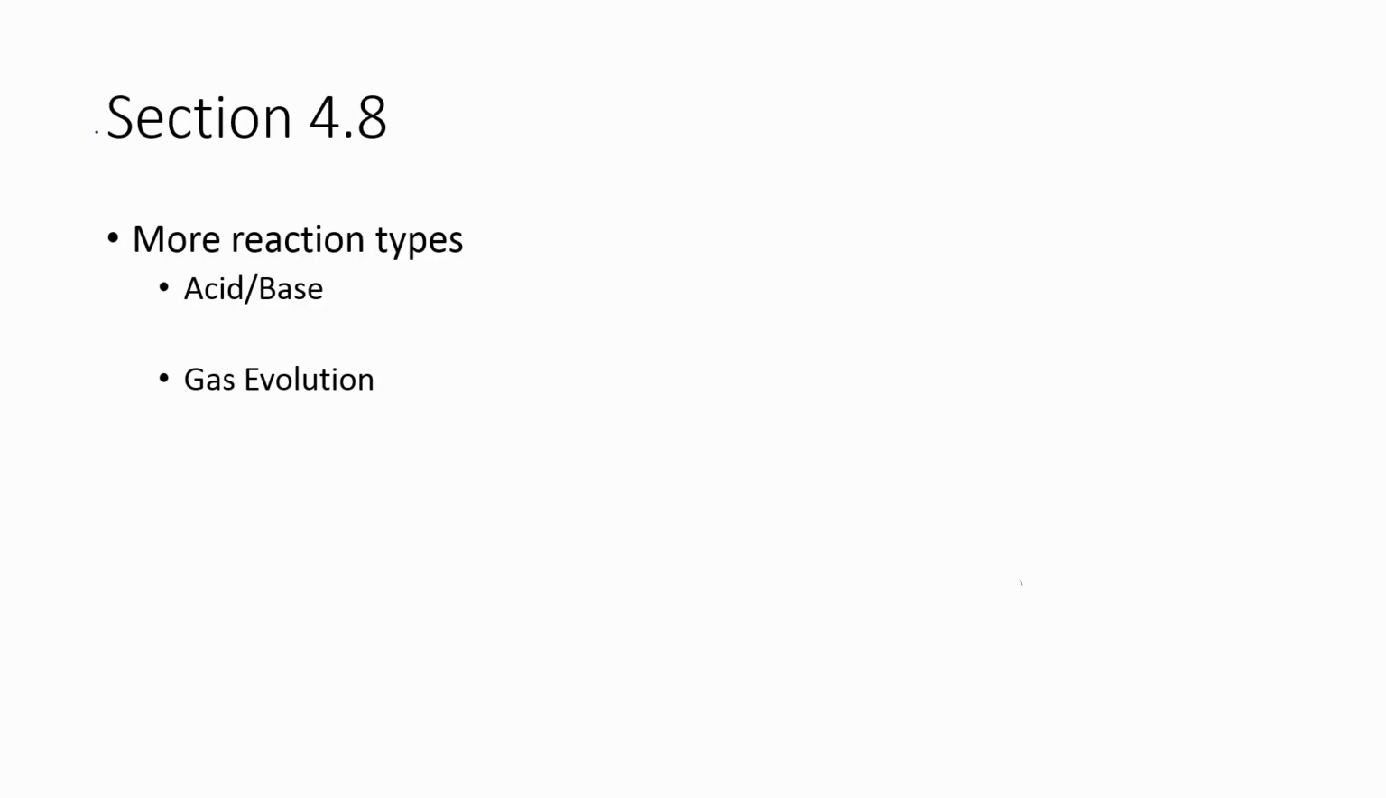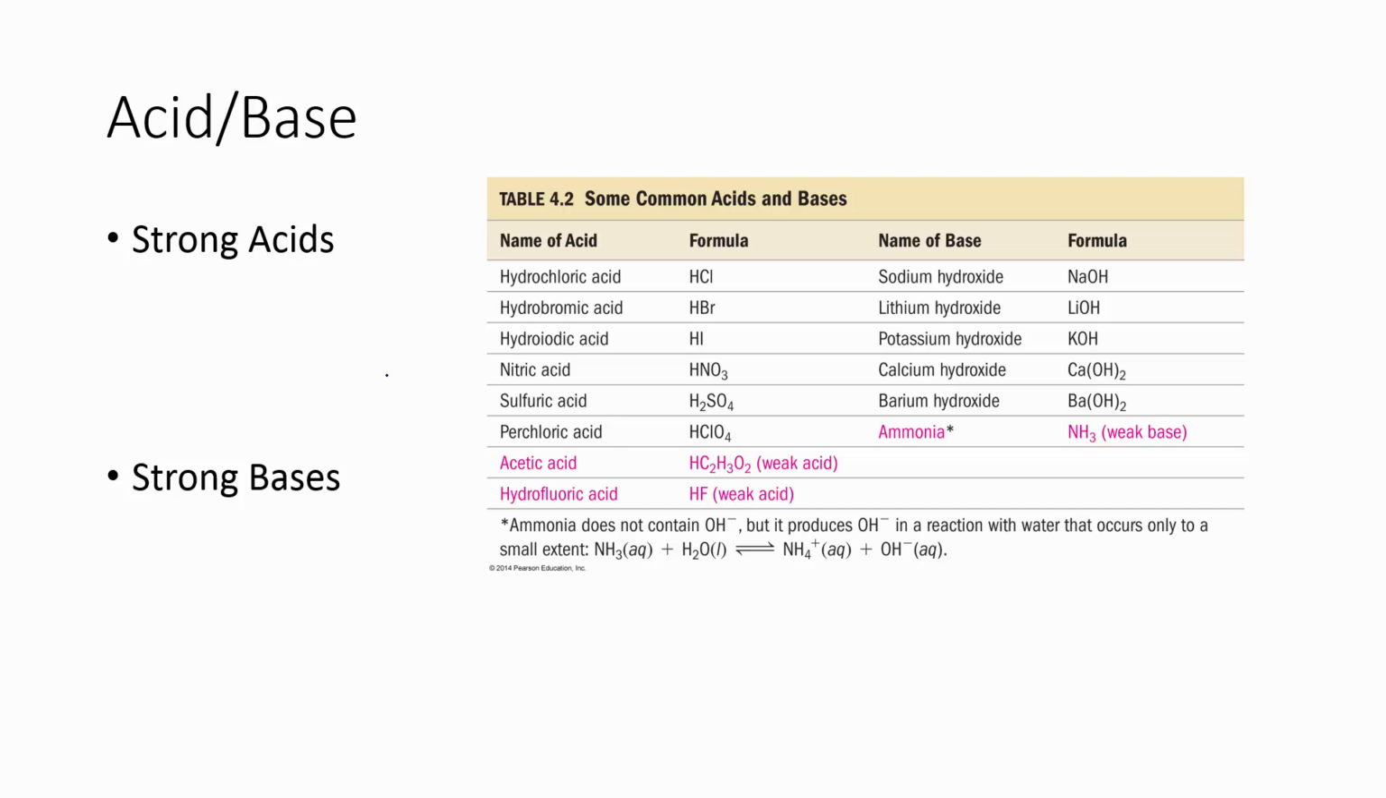In section 4.8, we close out this section. So keep in mind, section 4.9 we talk about much later when we talk about electrochemistry. So skip 4.9. We're not covering that right now. But in section 4.8, we are looking at a couple more reaction types. We look at acid-base reactions in a little more detail, and we look at reactions where a gas is evolved.